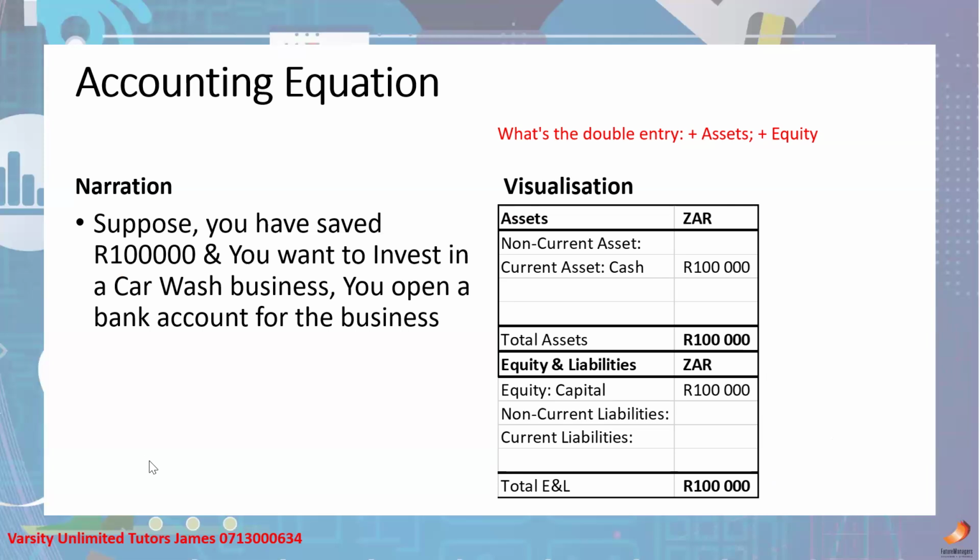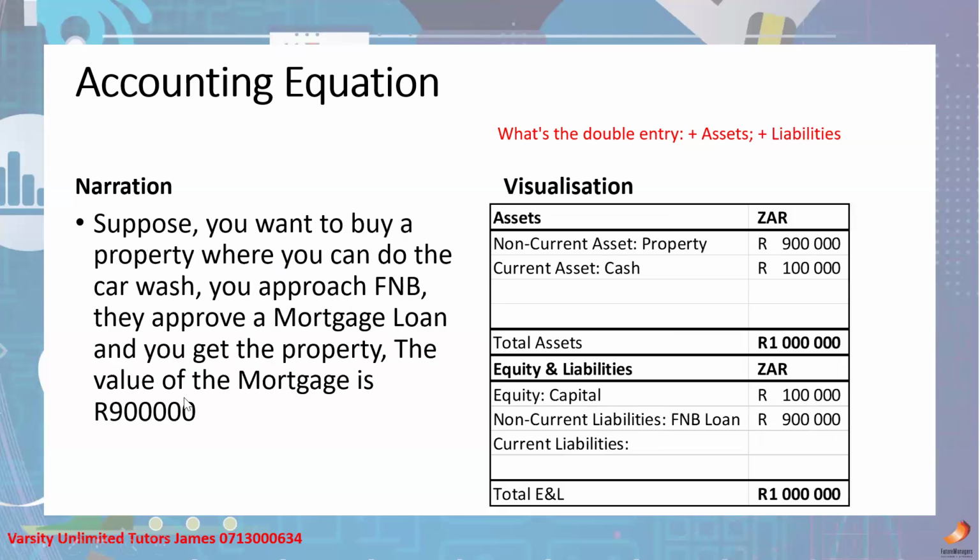So that's an example. Let's make it a little bit more complicated. Number two, remember the car wash business that we wanted to start. You want a property where you can do the car washes, where your customers can come. So you don't have the money, you go to FNB. FNB approves a mortgage loan for you. They tell you we can give you 900,000 for you to get your property. They give you 900,000, you get your property. So what changed? Do you notice? Now you have got another asset. Initially, you only had one asset of what? Of 100,000. Now you've got another asset here, which is property with 900,000.